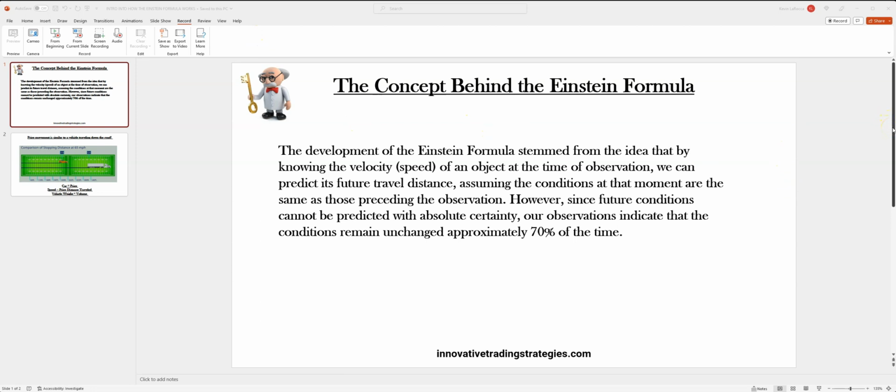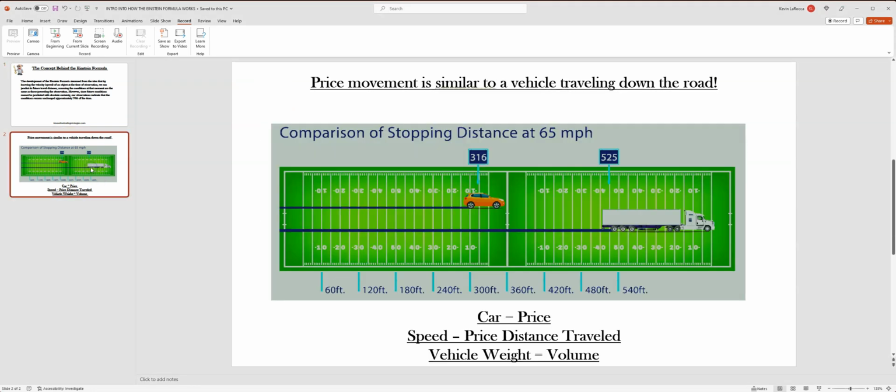To really get that into perspective, I'd like to compare it to a vehicle that's traveling down the road. And this can be calculated. Of course, we know insurance companies use this all the time for collisions or whenever there's an accident. These formulas are used. Our formula is different, so it's not the exact same formula, but it's been modified for price movement. But this is just an idea to get the concept of what we're looking at.